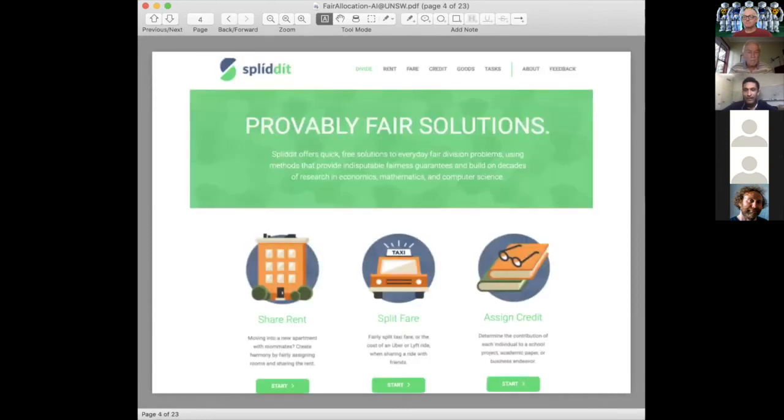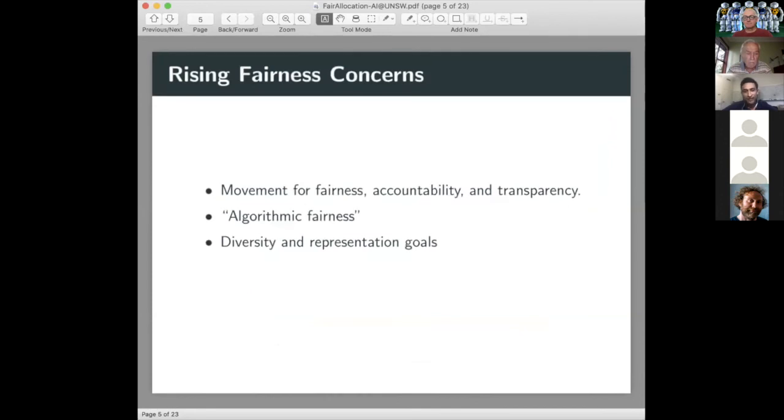So just to give you a brief snapshot, this is the splitit.org website, which gives you a nice snapshot of a lot of real life, daily life problems which can benefit from fair division ideas, and which also have a lot of beautiful mathematics in the background. More generally within AI as well, there's been a wider movement, which Anne-Marie alluded to, a movement for fairness, accountability, and transparency. A lot of the mention of algorithmic fairness already goes towards machine learning, but as I'll mention in this presentation, there are many other decision-making problems, cost allocation problems, and preference aggregation problems which can significantly benefit from fairness considerations. Also, when you hand these important decisions to computer algorithms, there are some other aspects which come into play as well. Anne-Marie, for example, mentioned diversity and representation issues as well.